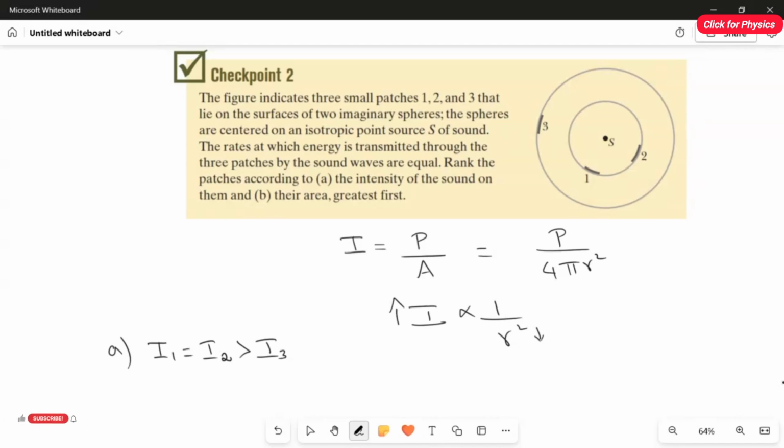Why do we mention I1 equal to I2? Because both are at exactly the same distance. But the third patch has more distance from the point source, so it has the weak intensity at point 3. So we give the answer based on greatest first. Here the intensity is greater at 1 and 2 first, and then I3. Clear? So I1 equal to I2 has the greatest value when you compare with I3. So this is the answer for the first part.